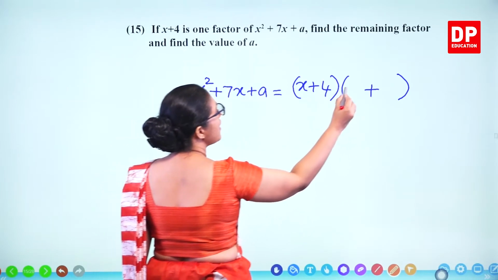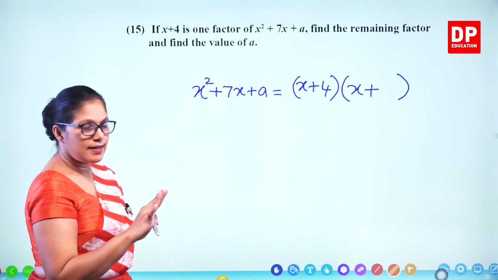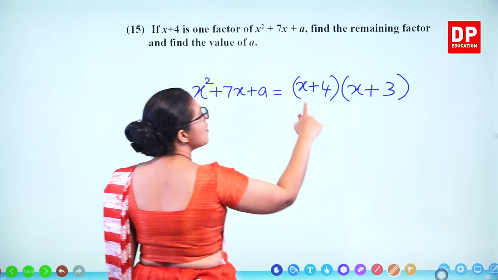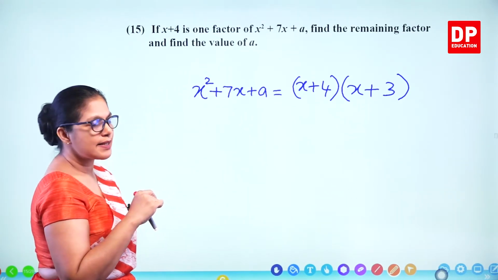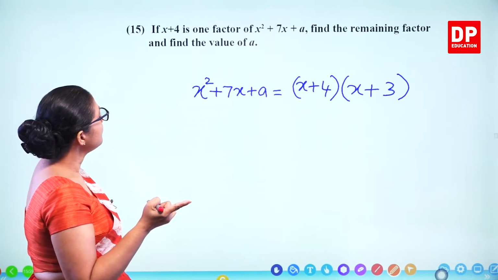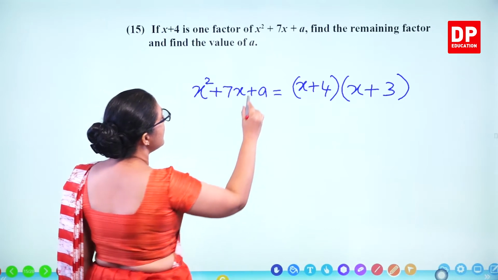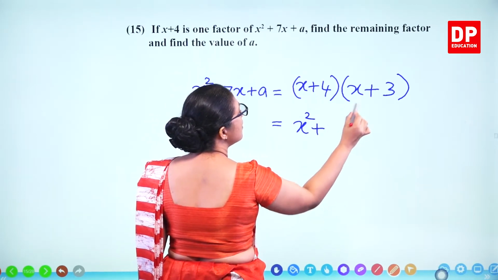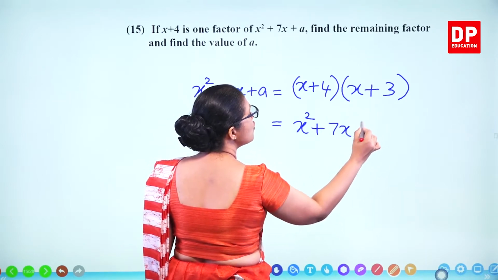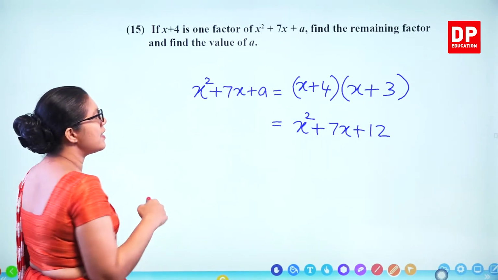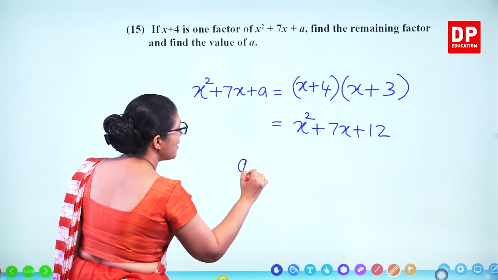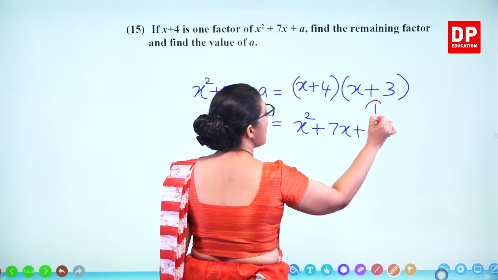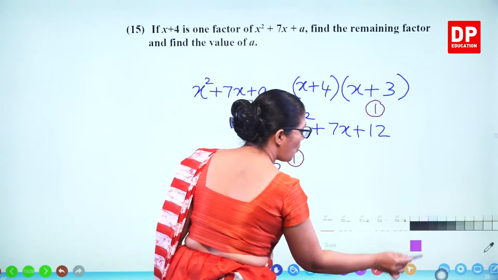So how do you get x squared? x and x. To get 7, what should this value be? 4 is already there, so this should be 3, because 4x and 3x, you get 7x. So the other factor is x plus 3. So what is a? a is the constant term you get when you expand. You get x squared plus 4x and 3x, 7x, and 4 into 3, 12. So a value is 12. You get 2 marks for that, finding the factor and finding the a value, 1 mark each.